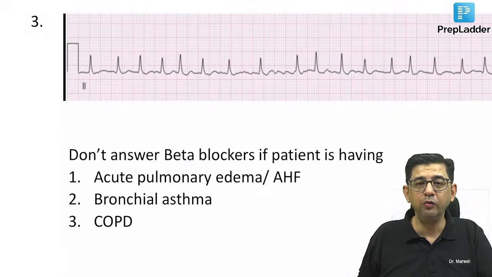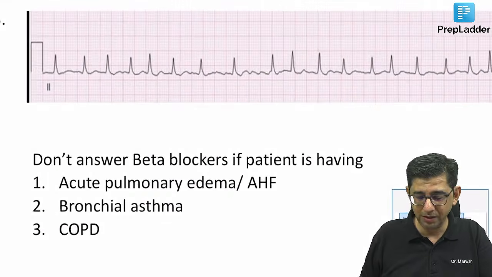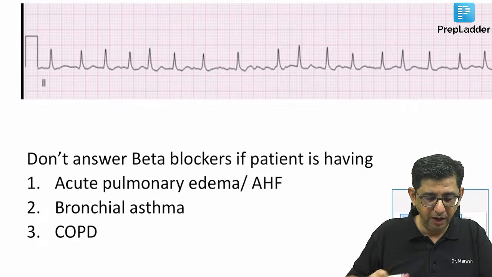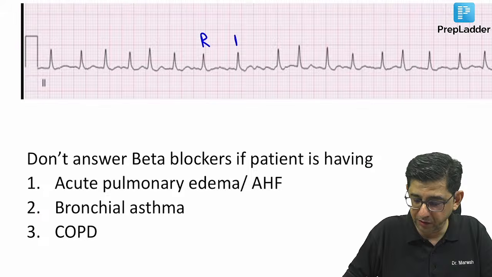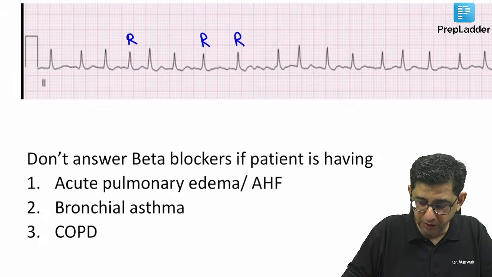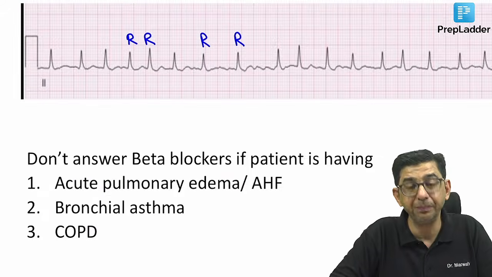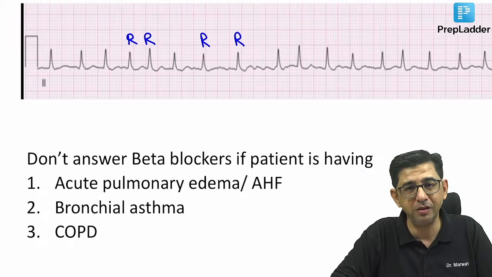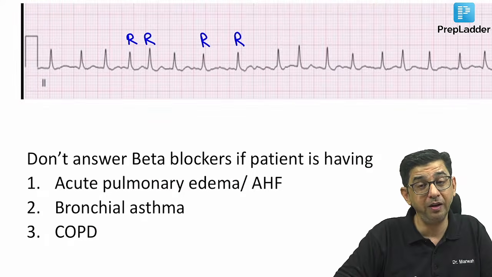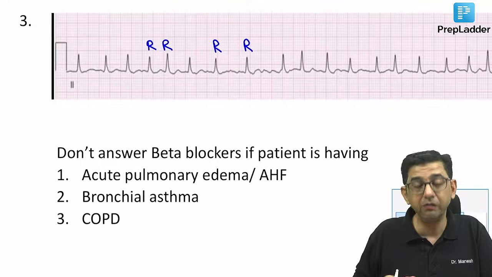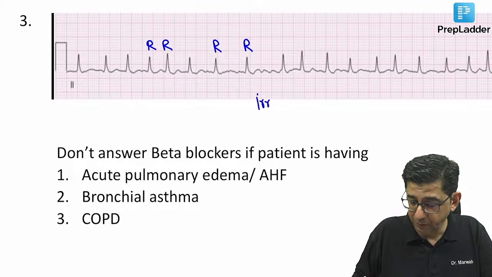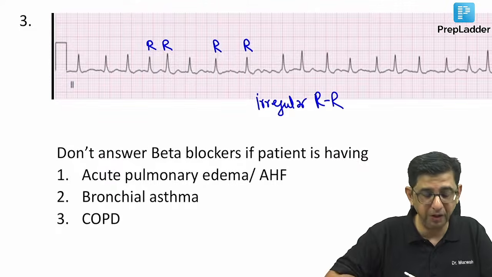Let's now move on to the third one, which they love to ask, and this is where we are going to be focusing on the RR interval. In the third ECG, you will notice that the RR interval is not constant. Now, because the RR interval is not constant, we have to think where an irregular RR interval occurs. You only read it for two conditions: one is multifocal atrial tachycardia and the other is atrial fibrillation.